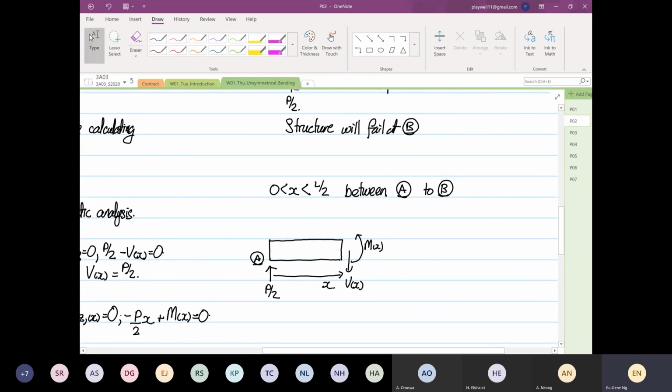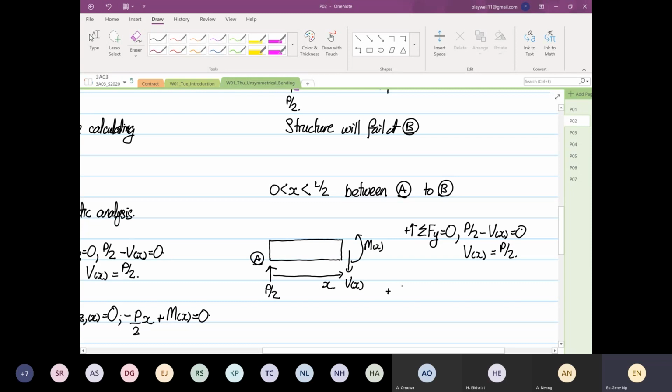So when we do that, again we do static analysis. Summation of forces in the y direction is equal to 0. We have P over 2 minus V as a function of x is equal to 0. V as a function of x is equal to P over 2.